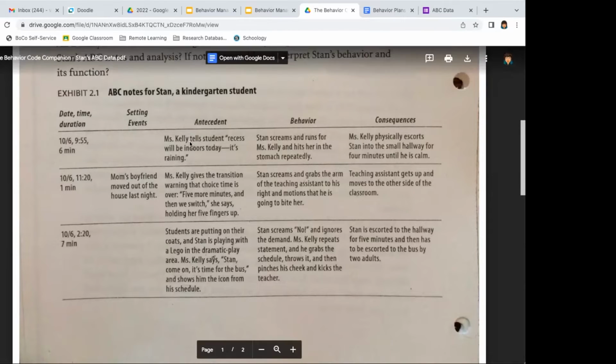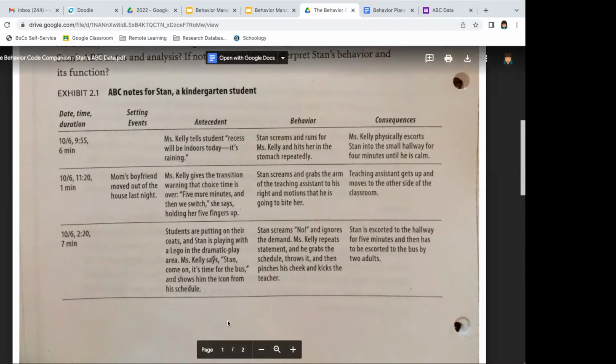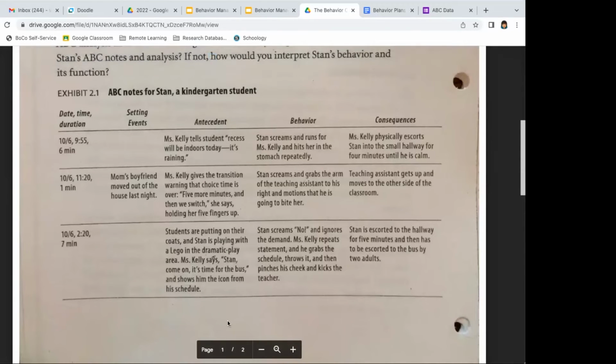Okay, the date, time, and duration, it was on 10/6 at 9:55, and it lasted for 6 minutes. Miss Kelly tells the students that recess will be indoors today. It's raining. Then the behavior that happened was Stan screams and runs for Miss Kelly and hits her in the stomach repeatedly. Consequences, Miss Kelly physically escorts Stan into the small hallway for 4 minutes until he is calm. Thank you so much.